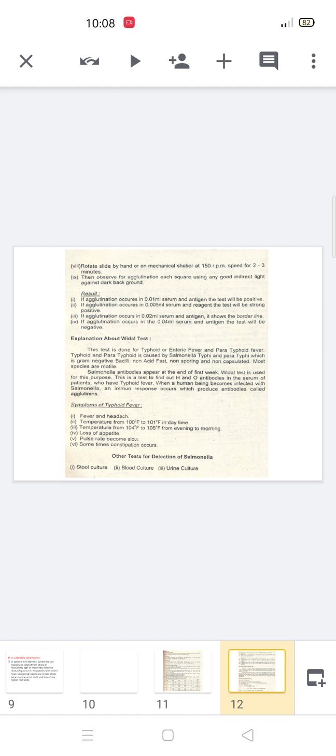Now this slide we have discussed with you. It shows you the principle, procedure as well as the explanation about the Vidal test. And again we proceed towards the other parts of this topic.